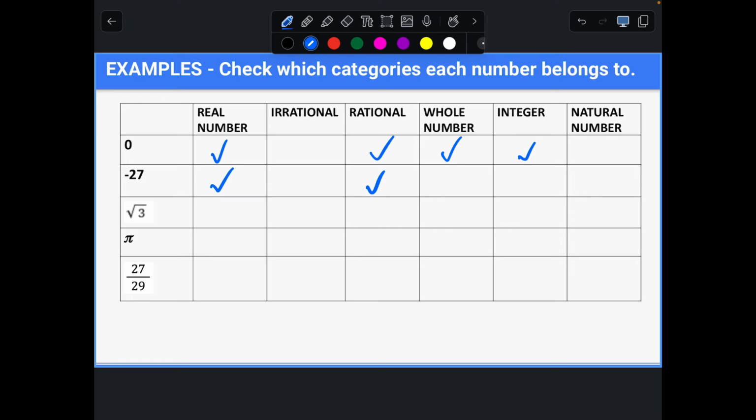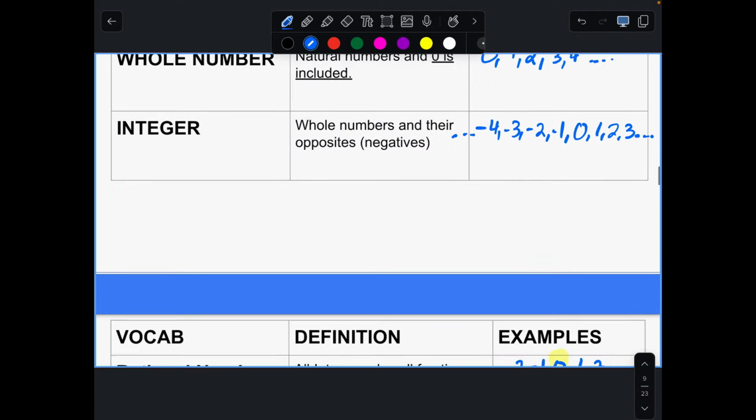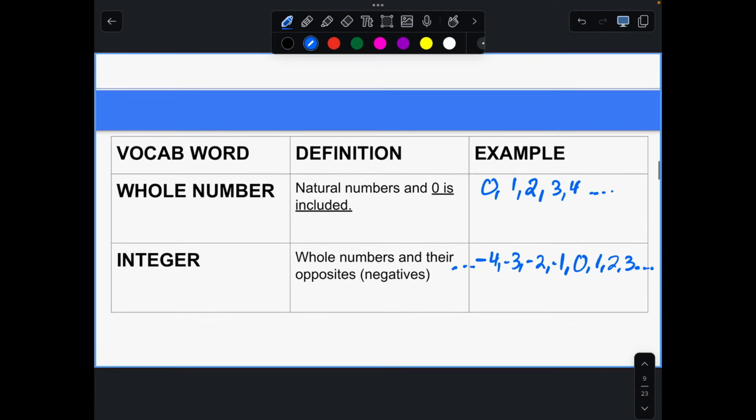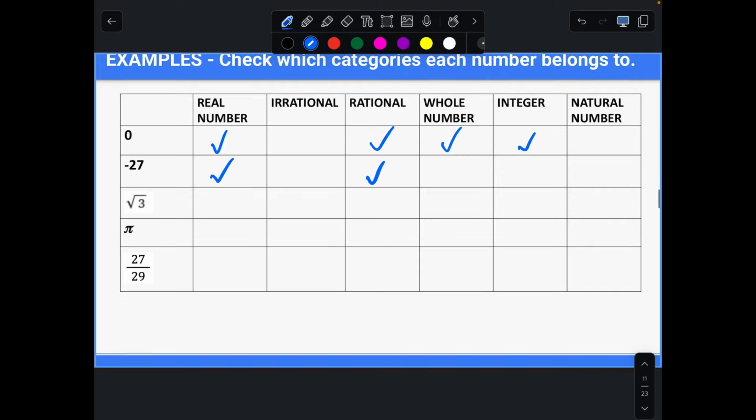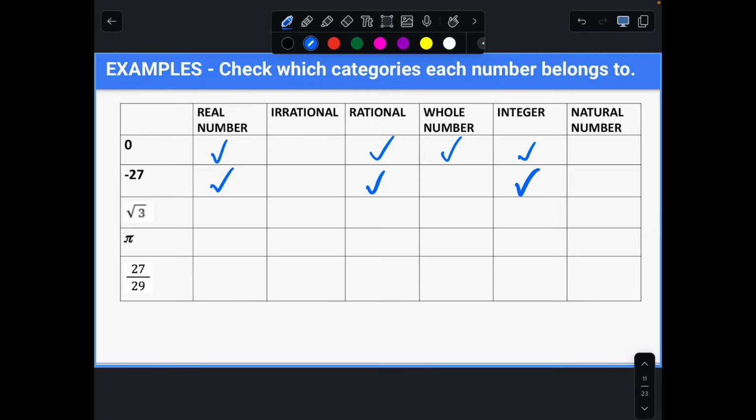Okay, is it a whole number? If you need to, go back to whole numbers. Whole numbers is natural numbers and 0. So notice, negatives are not included in whole numbers, so it is not a whole number, but it is an integer because integer does include negatives. Natural number, again, counting number. Do we count with negative 27? No, we do not, so it's not a natural number either.